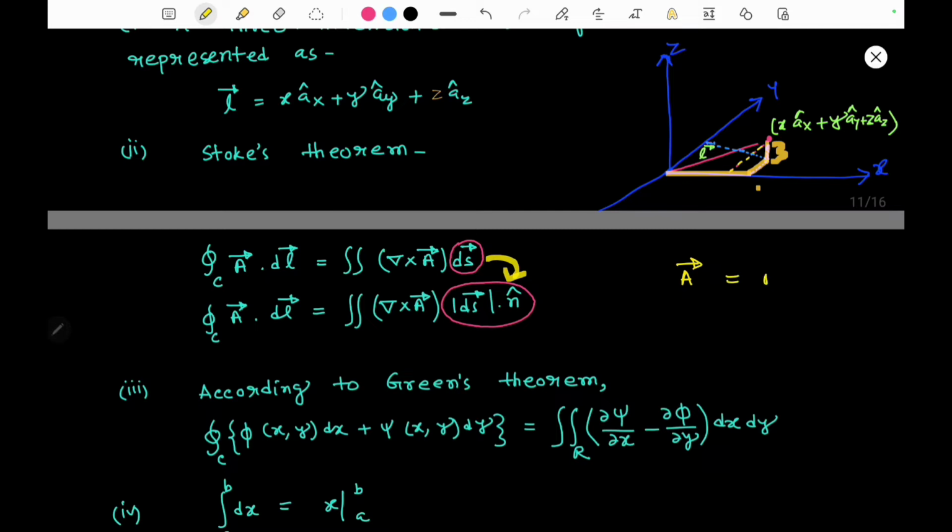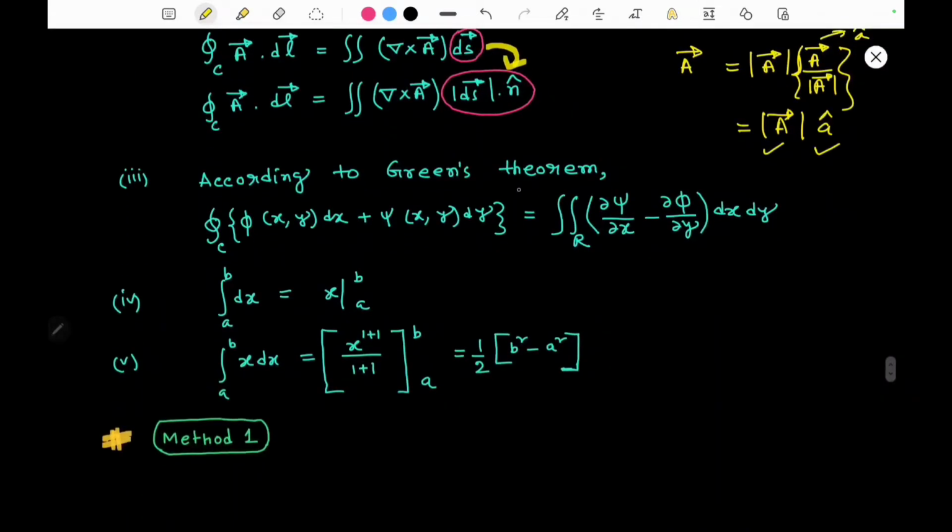Also, I think most of us know that any vector like A vector is the combination of the magnitude of the vector and the direction. So the direction is like this. Okay, so this is the direction part. We can represent this as A cap like that. So this is the combination of the value and its direction. Similarly, ds vector has value mod of ds and its direction is n cap.